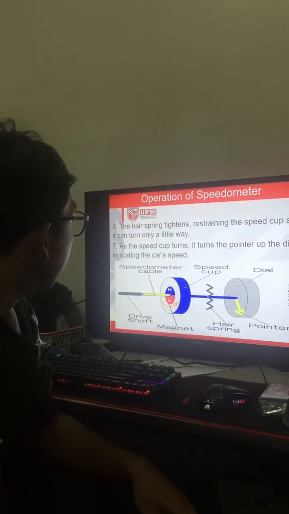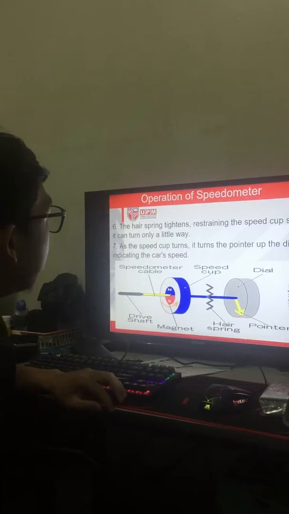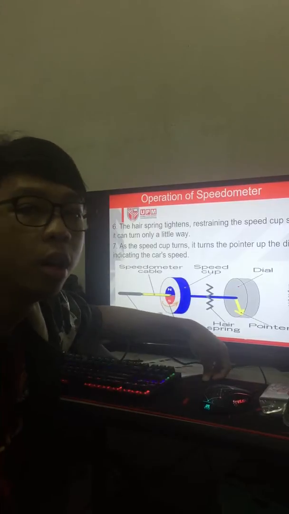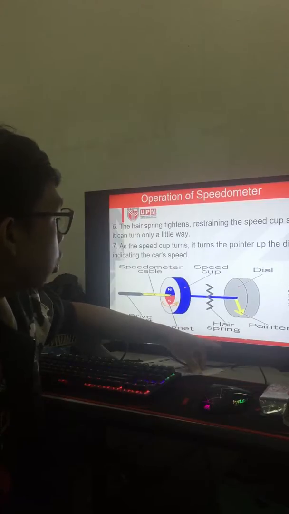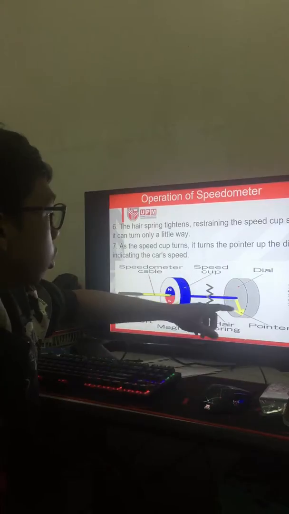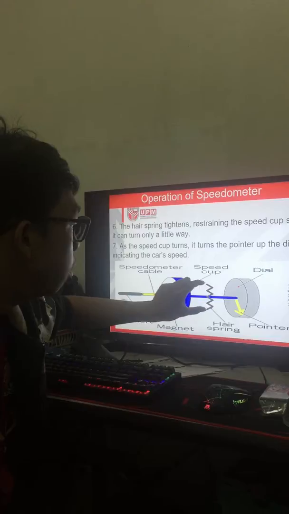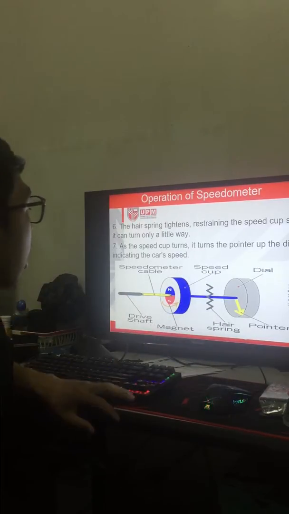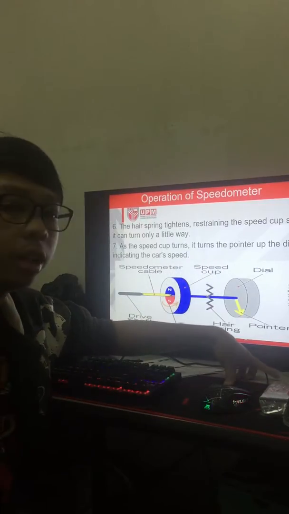And then for the sixth part, the hairspring tightens and restrains the speed cup so that it can turn only a little way. If the hairspring were not included, the speedometer would turn until it closed the dial. So we need the hairspring to limit the turns of the pointer. And as the speed cup turns, it turns the pointer up the dial, indicating the car speed.